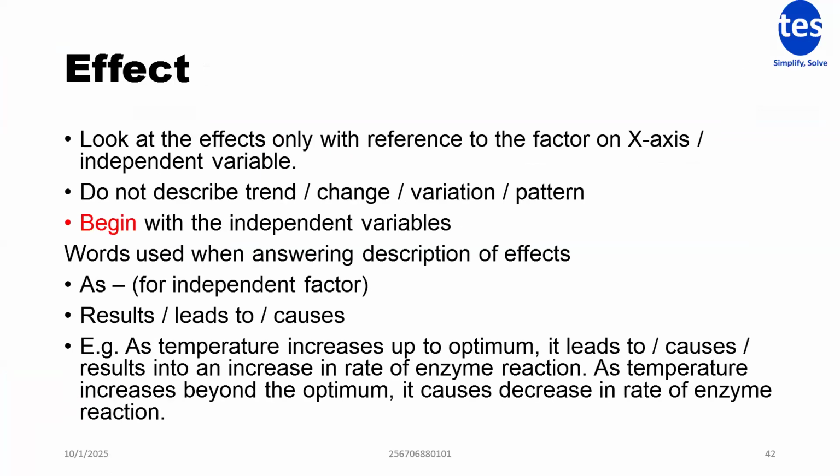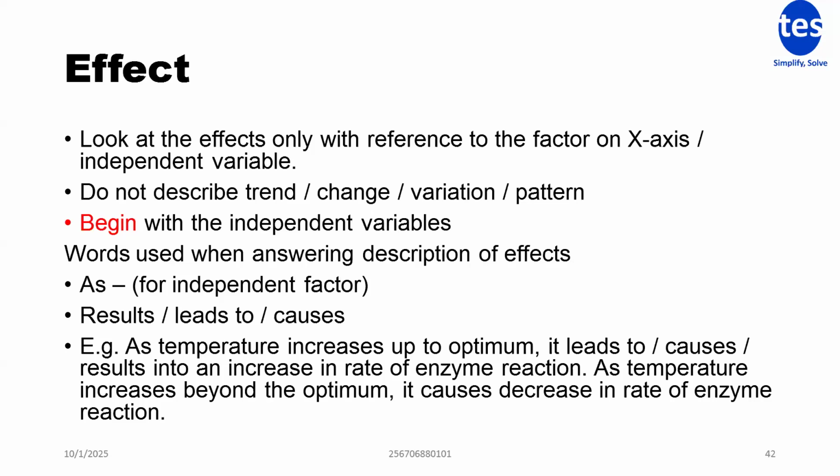And then before I proceed to anything, we have finished describing a relationship. We said when describing a relationship, you use: as the x-axis increases, as this factor increases, the other decreases. But for effect, it is a bit different. For effect, we quote the x-axis, because you are describing in relationship with the x-axis. So we often quote the x-axis, and we have to include the effect. That's when we bring in the words results in, leads to, or causes.